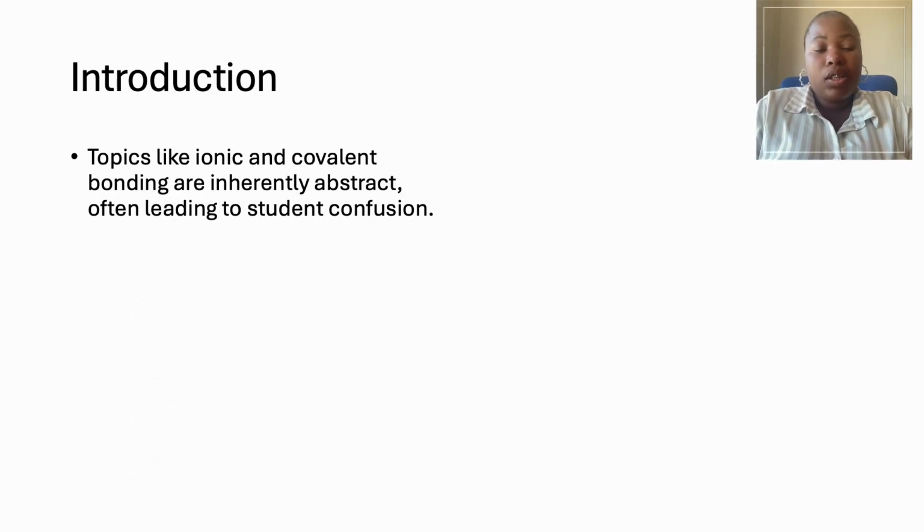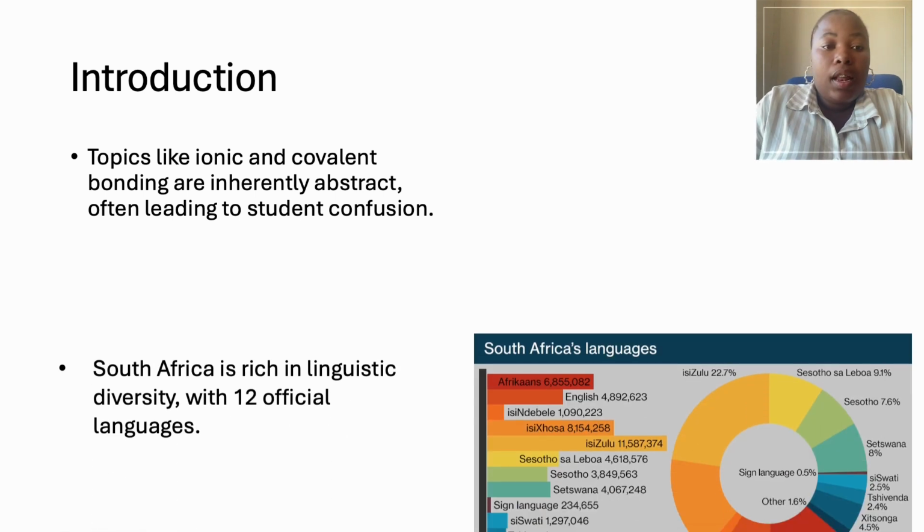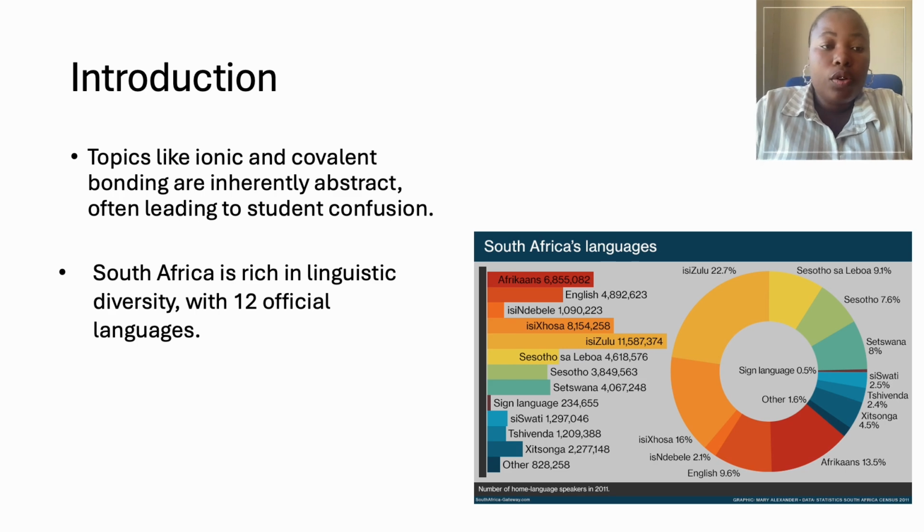Chemistry education in particular suffers as concepts like ionic and covalent bonding are abstract and challenging for learners to visualize, and they often lead to students' confusion. Furthermore, South Africa is rich in linguistic diversity with 12 official languages. However, English remains the dominant language of instruction despite being a second language for most students. And also, research highlights that teaching in a student's home language can enhance understanding and performance, yet many STEM resources lack support for multilingual learners.